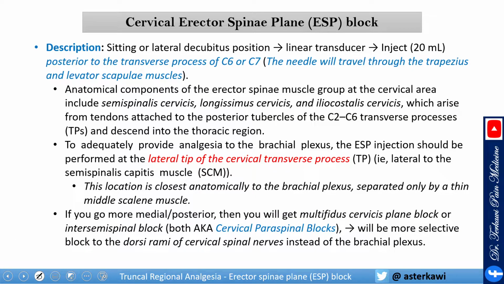If you go more medial and posterior, then you will get the multifidus cervicis plane block or semispinalis block, also known as cervical paraspinal block, which is more selective to the dorsal rami of the cervical spinal nerve.